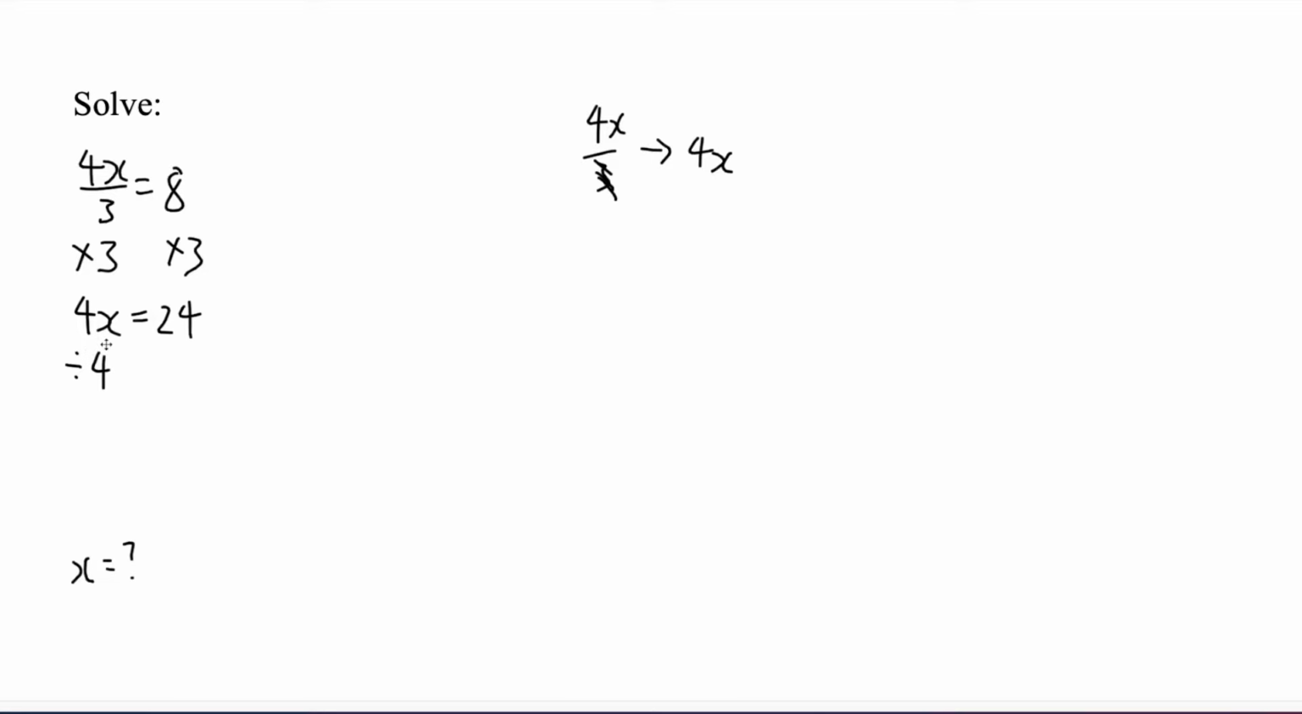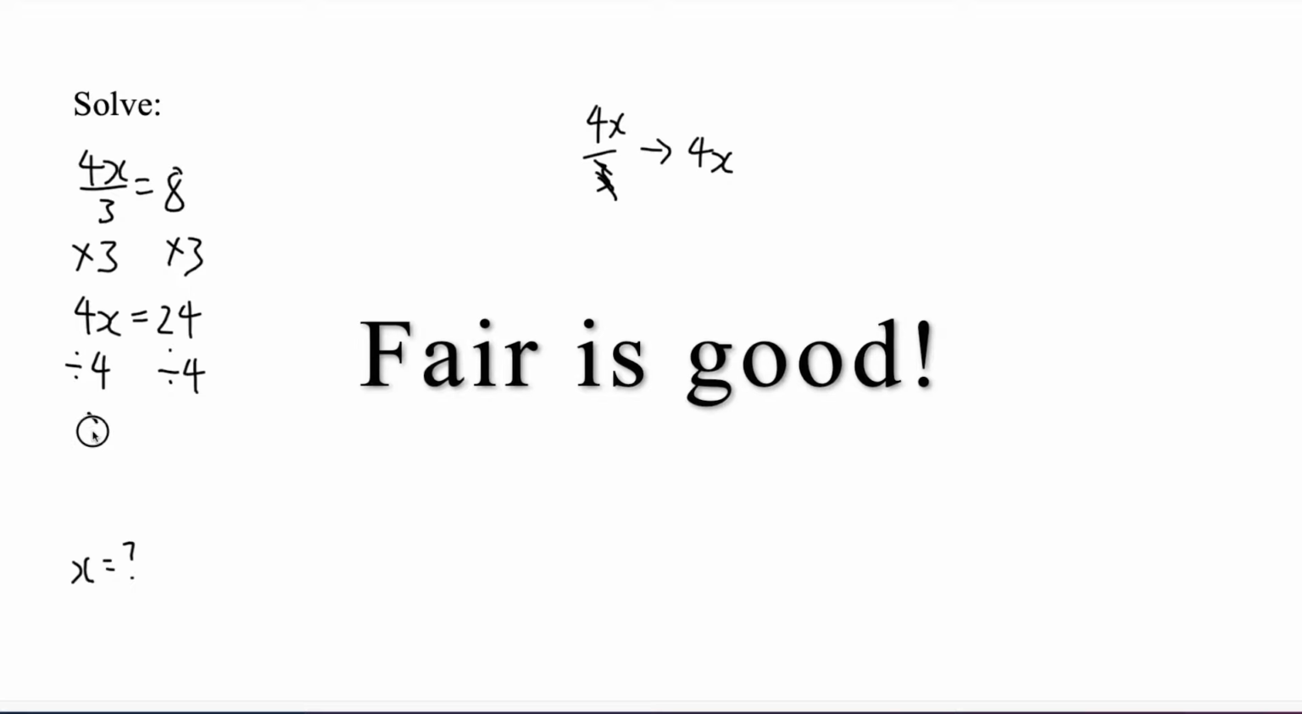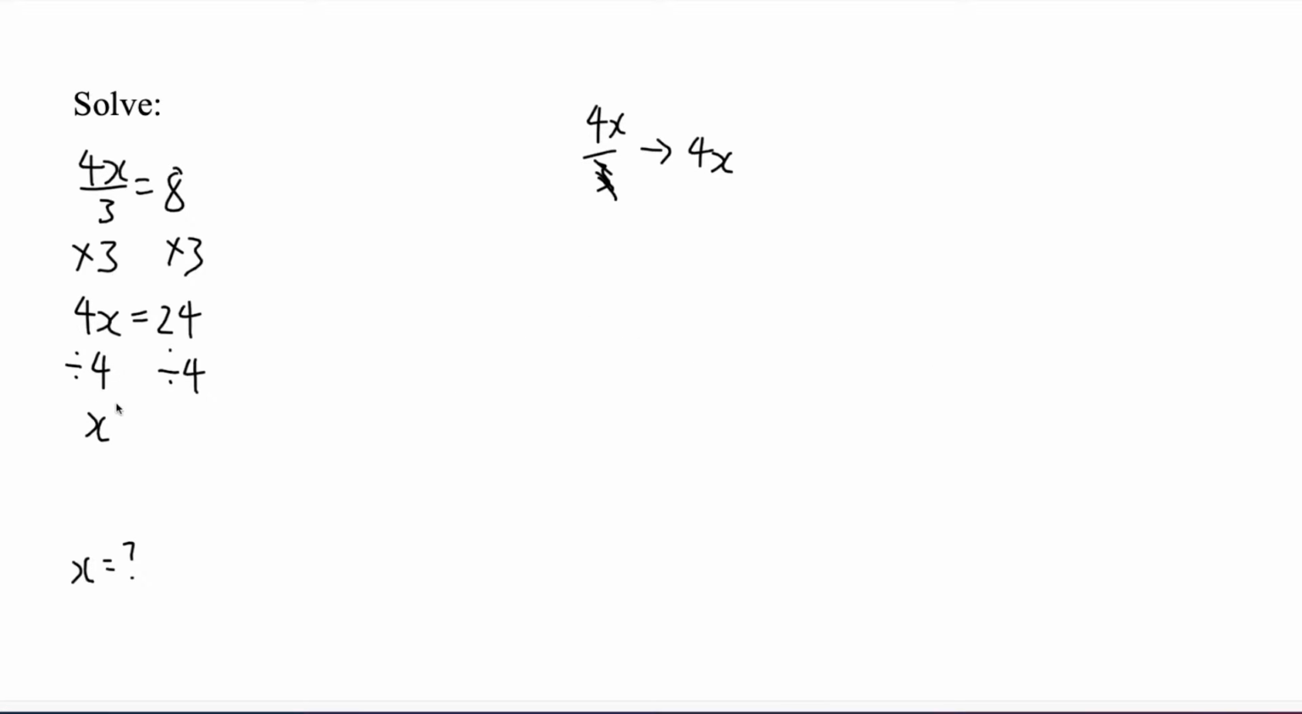Now, if we want to divide the left side by 4, we have to divide the right-hand side by 4 as well, because we want it to be fair. Fair is good. So we divide this by 4, we get x. 4x divided by 4 is x, and 24 divided by 4 is, as you should already know, 6. I hope you do not need to use a calculator to do this, because that would not be the best. All right, so that's this equation done. I'll go to the next question.